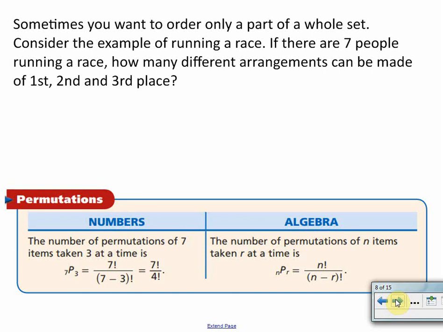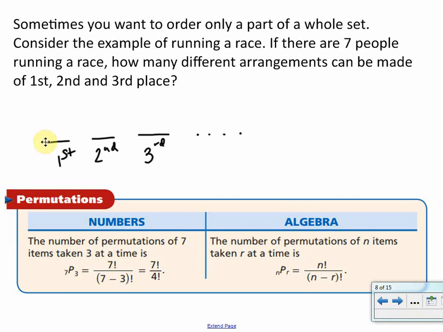Sometimes, though, you only want to order a certain number of items in the group. In our love example, we had 4 things and we wanted to arrange all 4 of them. But if you think about something like running a race, if there are 7 different people running a race, you usually only get a prize if you come in first, second, or third. It doesn't really matter if you come in 5th or 7th. All that matters is that you didn't come in first, second, or third.